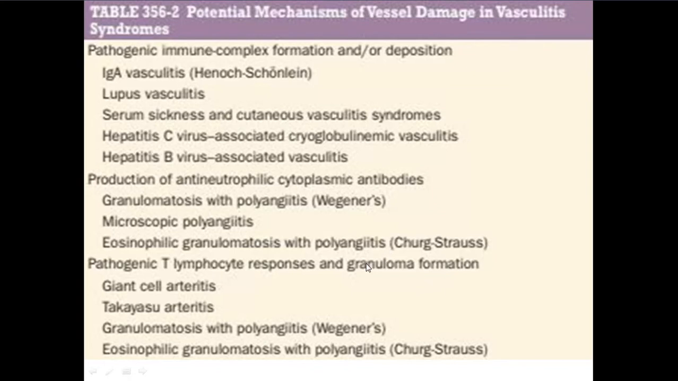So this is important here: the granulomatous diseases. What are the granulomatous diseases of vasculitis? Giant cell arteritis, that is temporal arteritis, Takayasu arteritis, Wegener's granulomatosis, and Churg-Strauss syndrome. So the four vasculitis disorders where there is granuloma formation are giant cell arteritis, Takayasu arteritis, Wegener's granulomatosis, and Churg-Strauss syndrome. This is the important point: granuloma formation is seen in these four conditions of vasculitis.